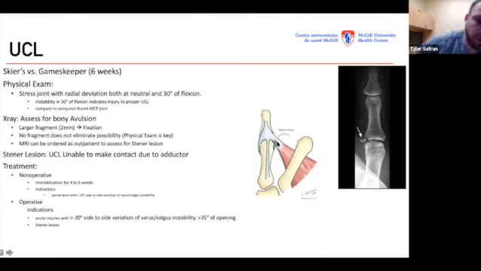But for your purposes, you put them into a thumb spica and you send them to clinic, and then we would order other exams. So if you were in a family practice, for example, and you wanted to expedite the procedure, you could always order an ultrasound or an MRI to see if this Stener lesion exists, because if it does, it's a surgical diagnosis. So thumb spica to clinic.